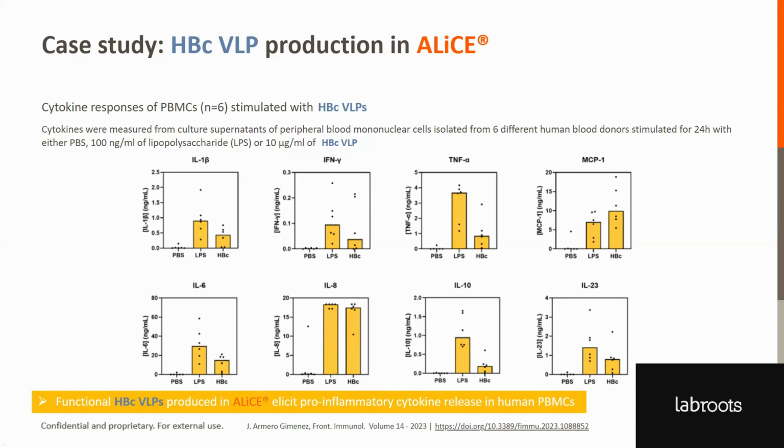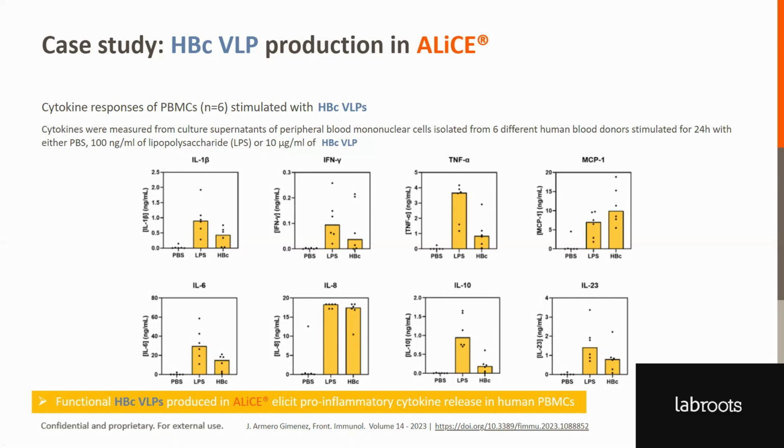So considering the speed at which epidemics can spread and which can become pandemics, using ALiCE as a kind of pandemic preparedness platform is something that we're really interested in. And you can find this work published in Frontiers in Immunology just a few weeks ago.